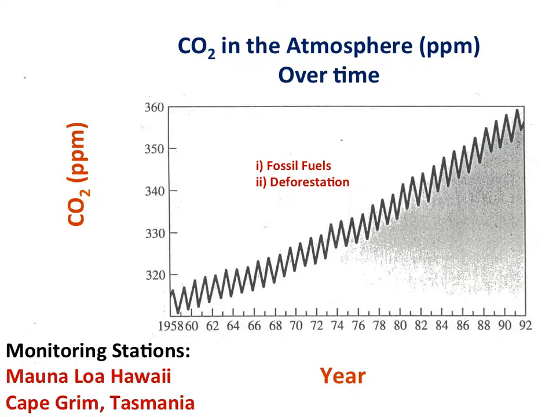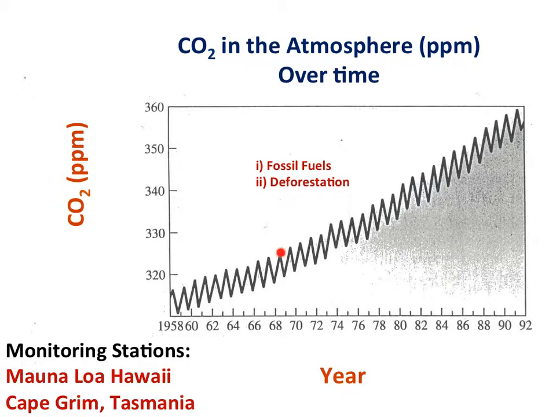This graph shows the concentration of carbon dioxide in the atmosphere over the last 50 years, with a general increase in the concentration of CO2. This data is well documented by monitoring stations in Hawaii and Australia. Scientists do not dispute this data. The yearly fluctuations relate to changing seasons in the northern hemisphere.